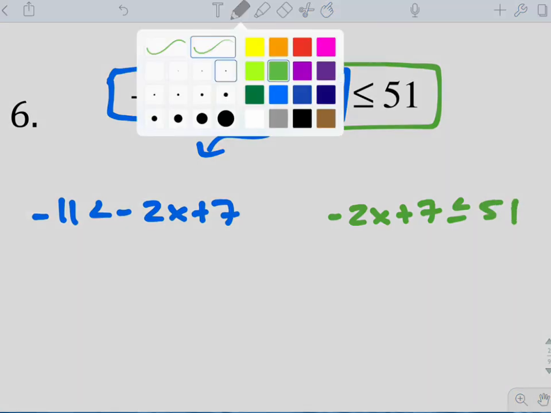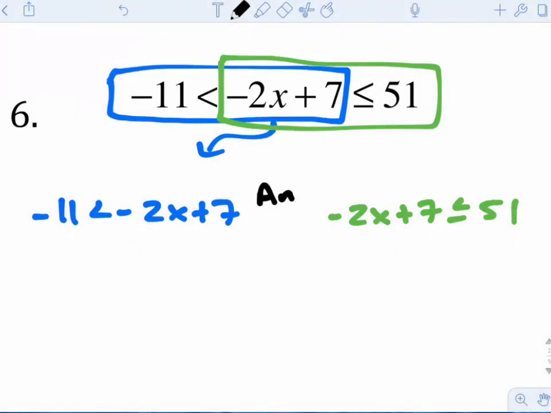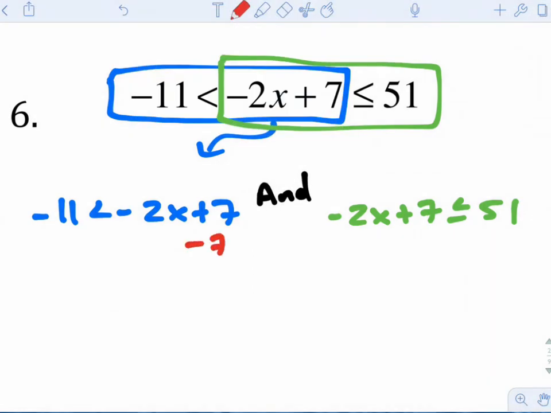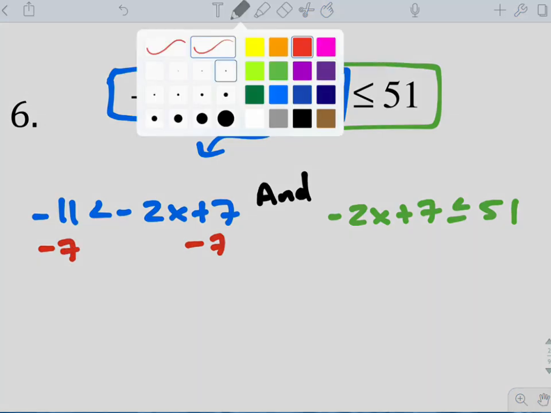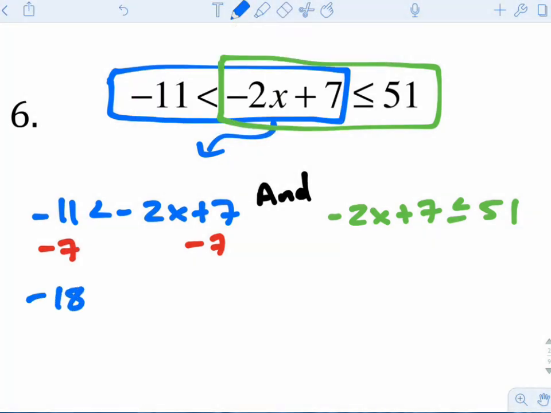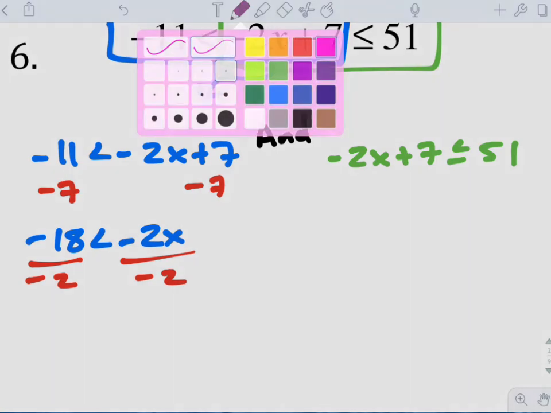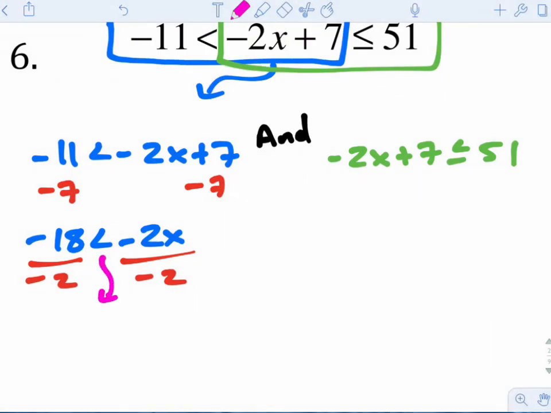And these are going to be joined by an and compound statement. And now we've got two inequalities to solve. So let's go ahead and do it. Let's subtract 7 from both sides here. So we have negative 18 is less than negative 2x. We're going to divide both sides by negative 2. And immediately we know when we divide an inequality by a negative number, this inequality sign is going to flip. So I just do this immediately so that I don't forget it later. We've got 9 is greater than x.